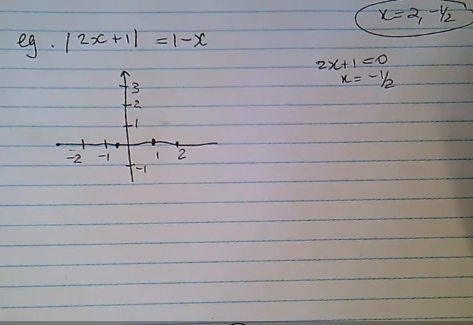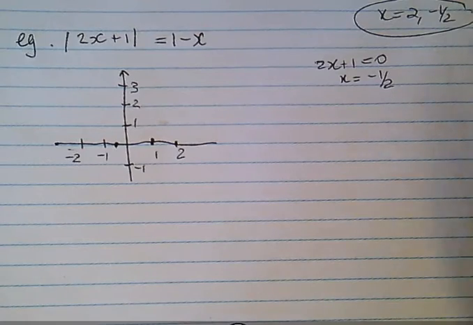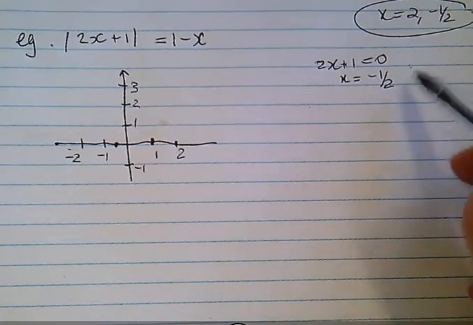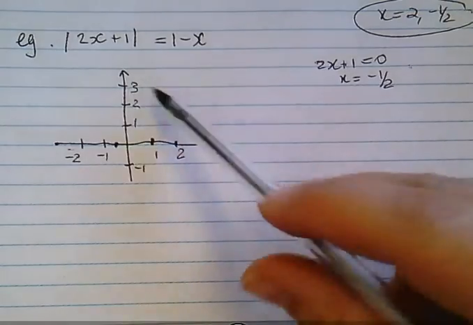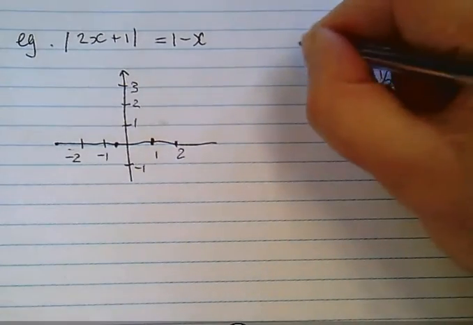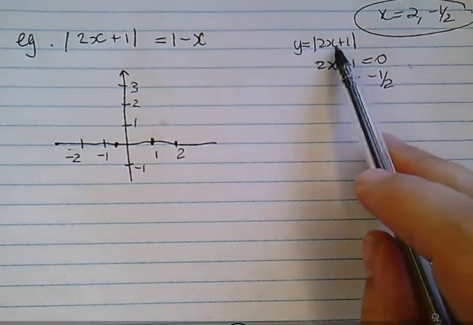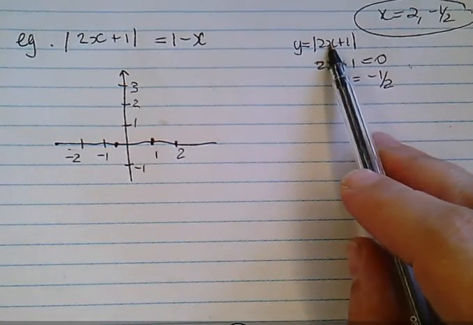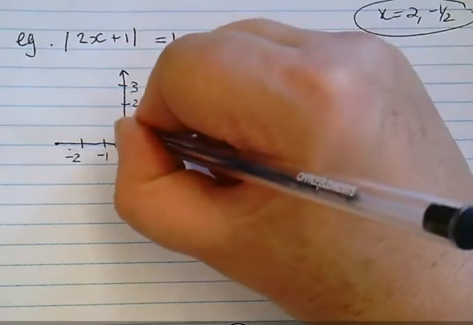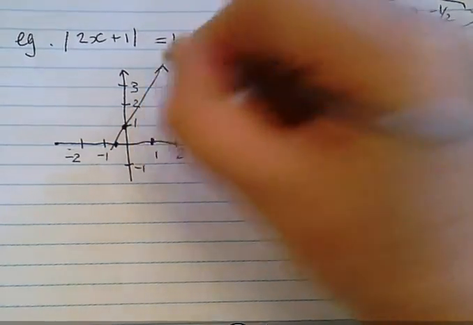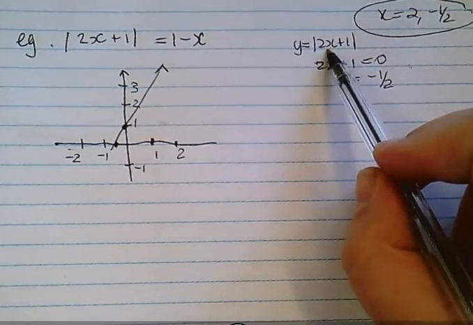Negative a half. What makes 2x plus 1 equal to 0? Negative 1 divided by 2. What's the y-intercept of the function y equals absolute value of 2x plus 1? When x is 0, y is 1. Looks like this. Let's do when x is negative 1. What's y?